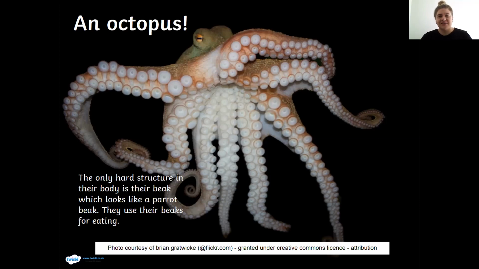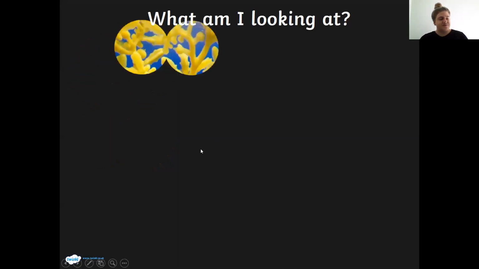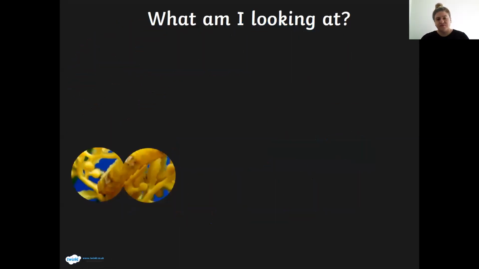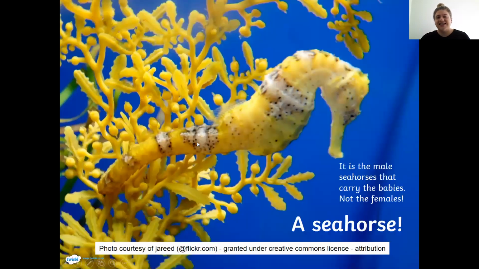Let's go on to the next one. Ready? So at the top here, read it with me. What am I looking at? Okay, so let's see what's hidden here. I can see something yellow here. Off we go. Well, that was quite tricky, isn't it? Should we see if you can work it out? This is a seahorse. Can you see that here?